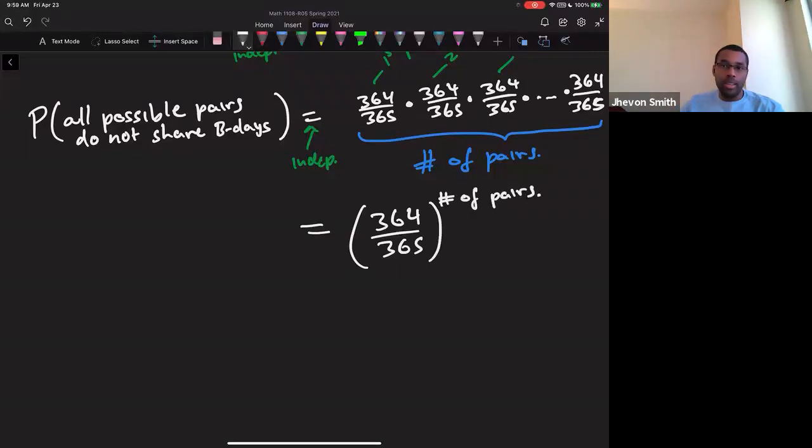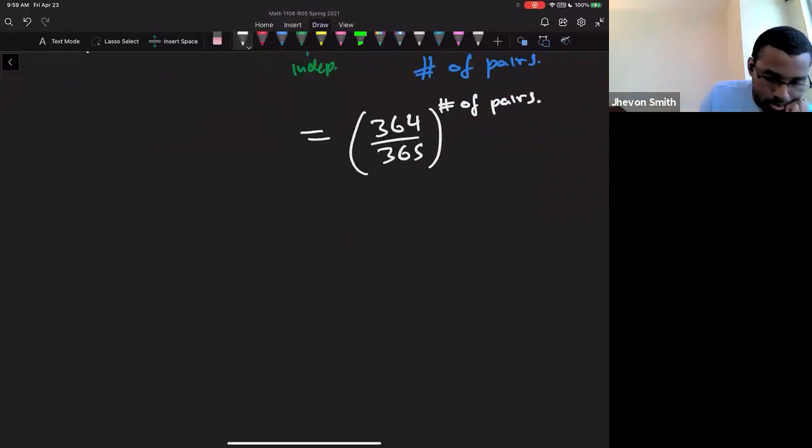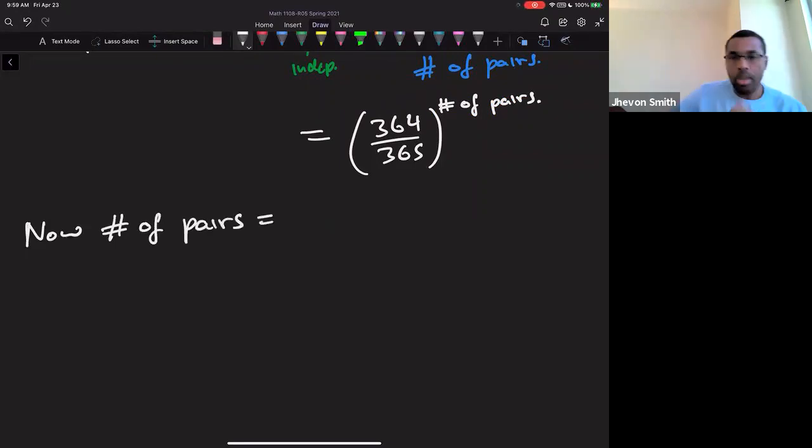Now, how do you find the number of pairs? Well, you have 23 people in a room. You want to pair them up. And once you put them in a pair, you don't particularly care about the order of that pair, right? You just want to pick those people, put them together, and pick those two people, put them together, pick those two people, right? How many ways can you do that? Well, it's 23 choose two. You want to choose two people out of 23 to compare.